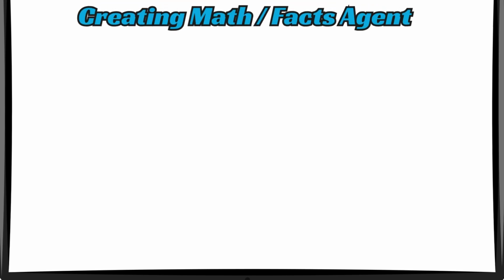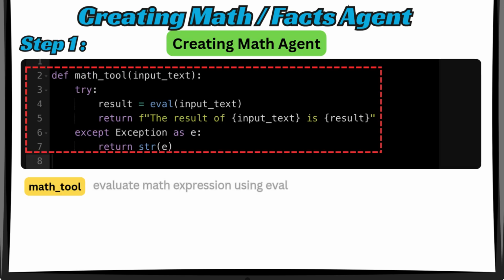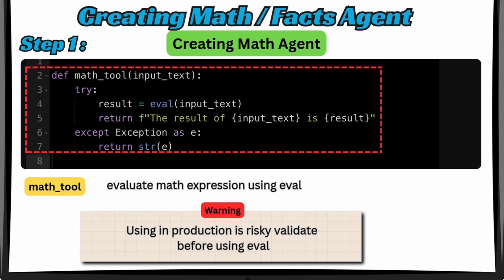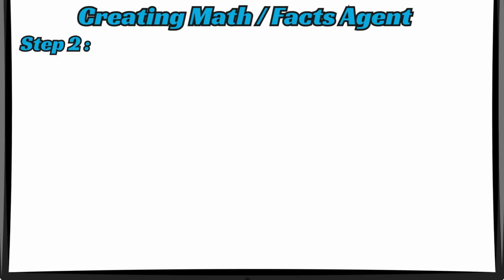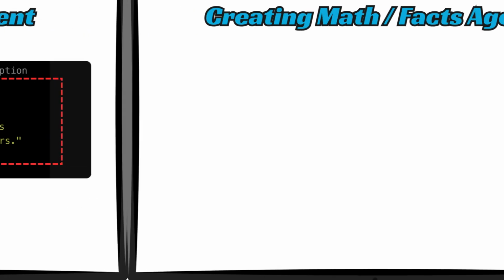Section 3. Creating the math and trivia agent. Step 1. Creating the math agent. This function evaluates math expressions using eval. Security warning. Using eval can be risky. In a production app, always validate user input before evaluating expressions. Step 2. Defining the math agent. This registers our math agent, allowing users to input equations and get results.